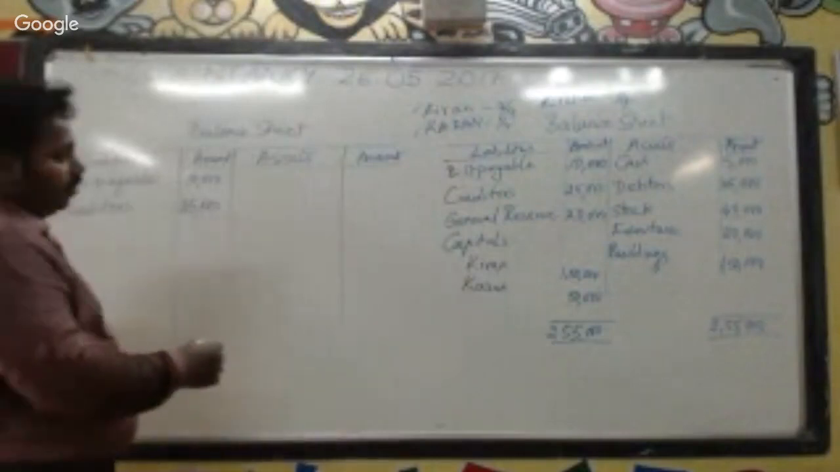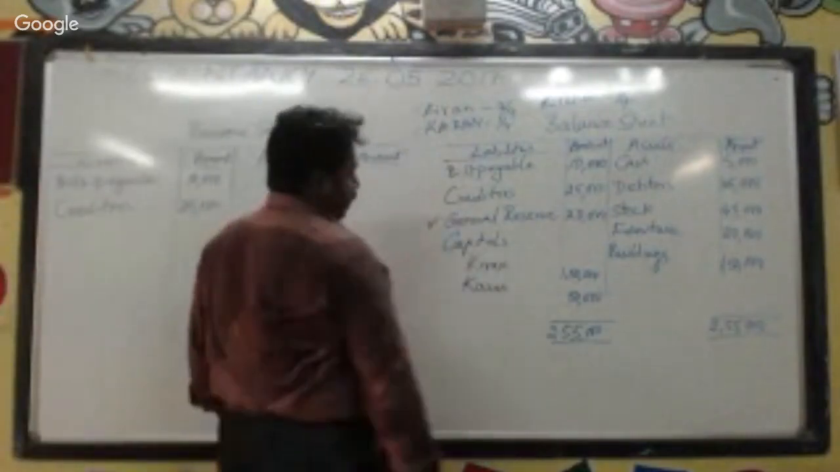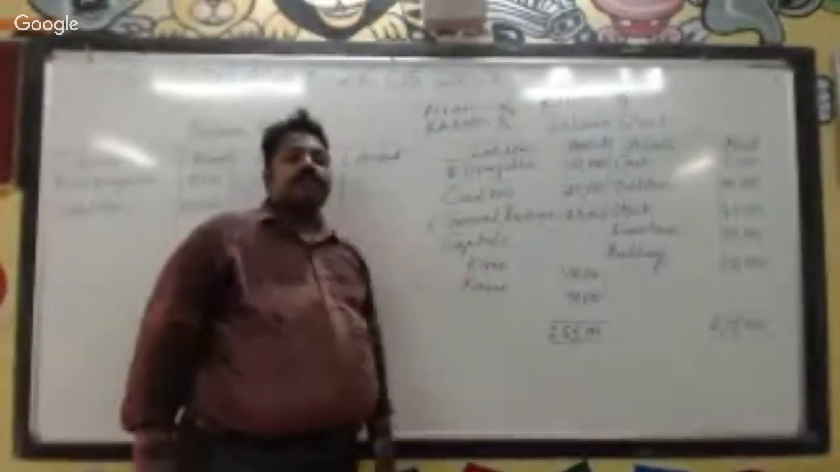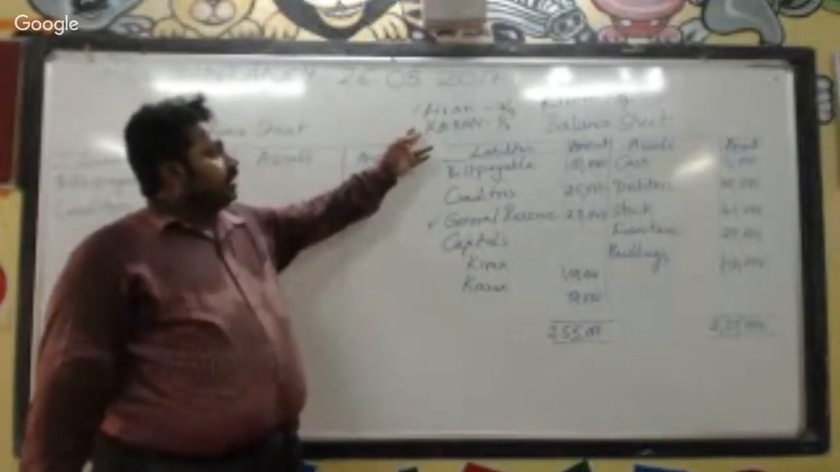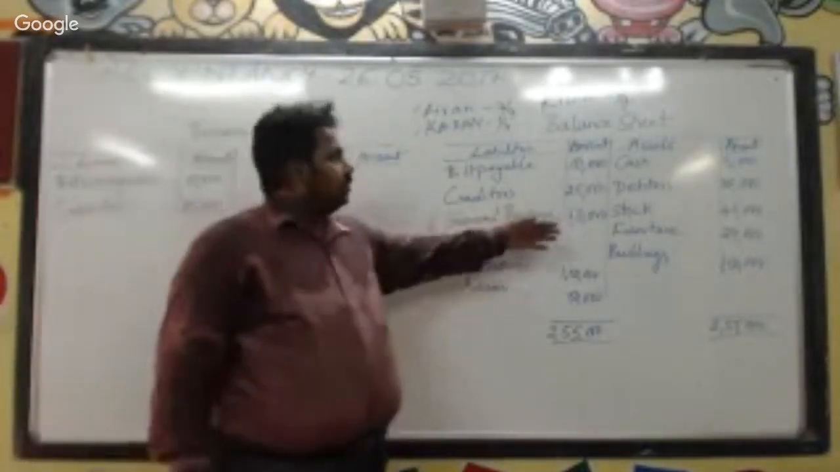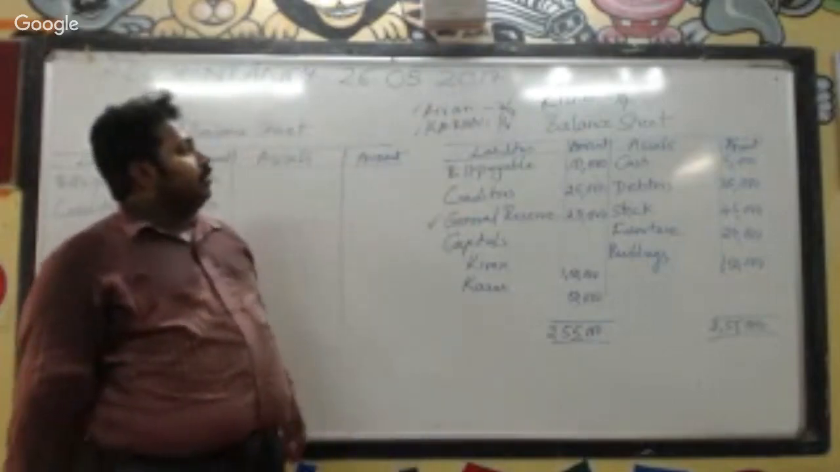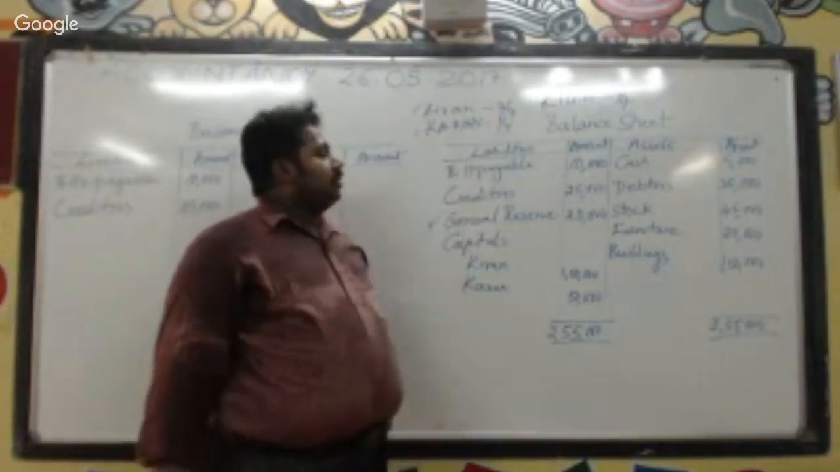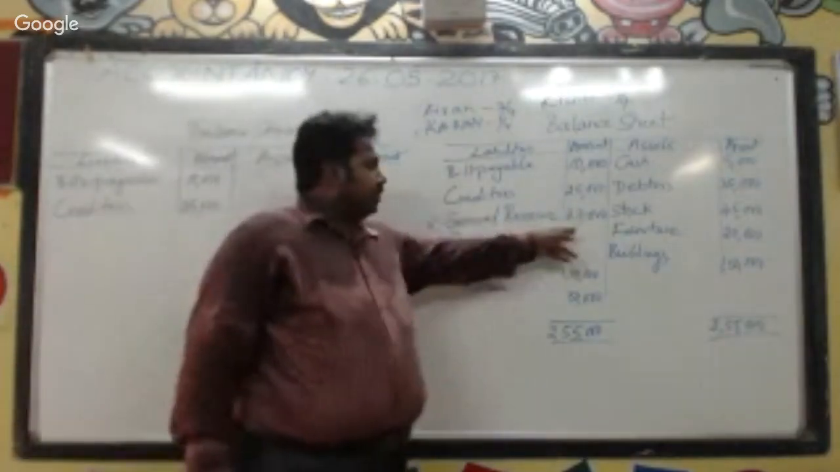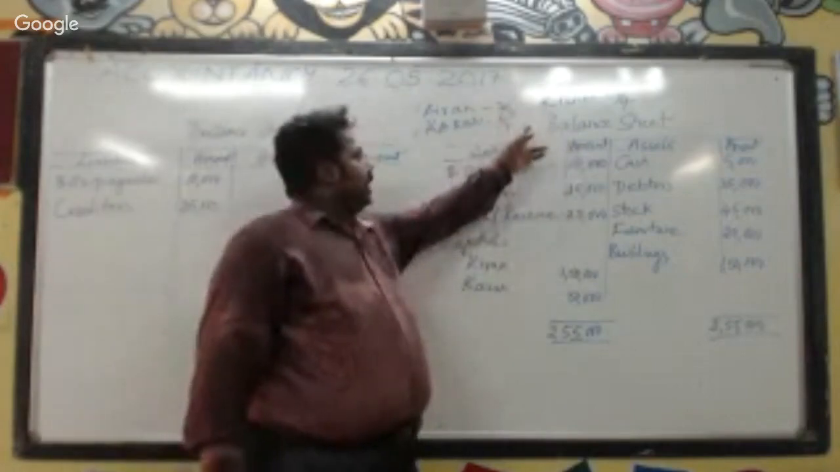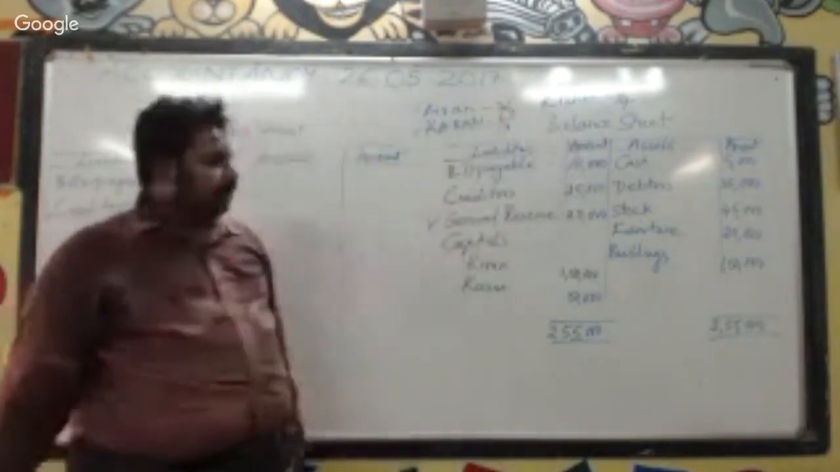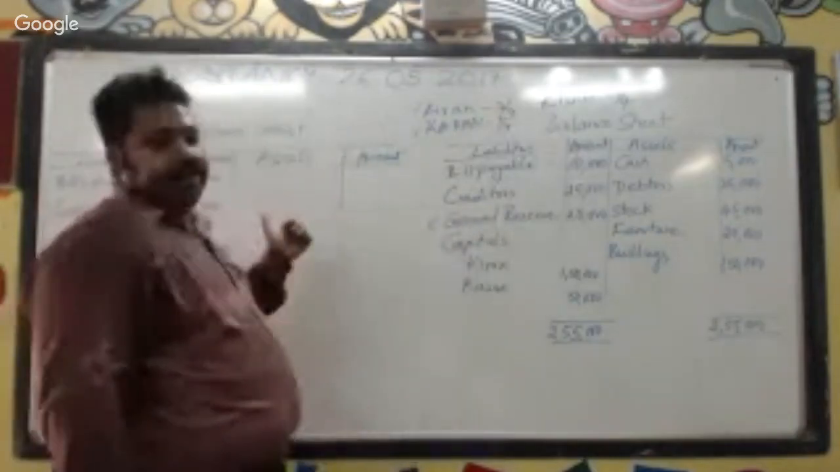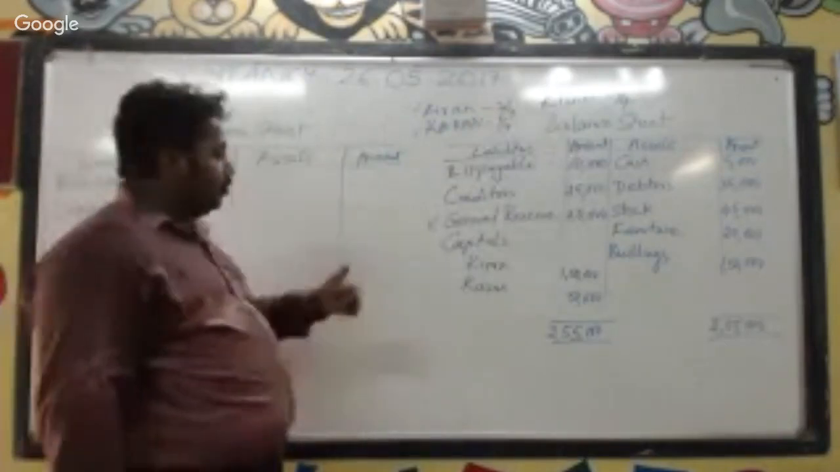Next, coming to the general reserve. Yesterday we have done the profit and loss account. This general reserve we have transferred to the old partners, that is Kiran and Karan. We have transferred that amount, that is 20,000, with the old profit sharing ratio. When you distribute this 20,000, Kiran got 15,000 and Karan got 5,000. Okay? So already it has been distributed, no need of taking once again. If you take once again the problem will be wrong. So don't take this general reserve.